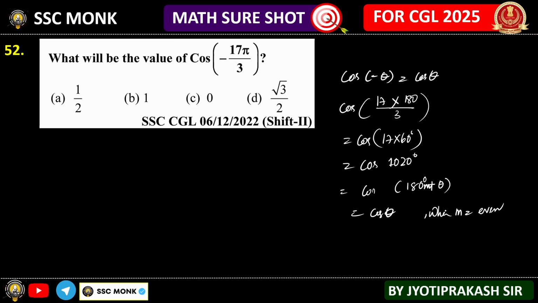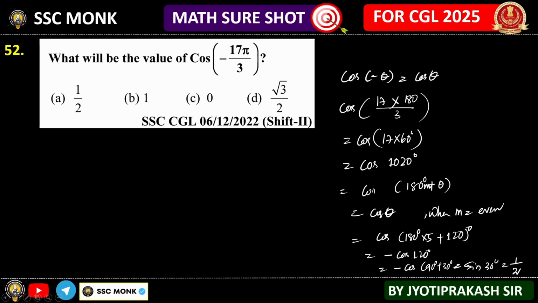Clear? Now see, here if we write cos 180 degree into 5, 900, plus 120 degree. That will be minus cos 120 degree, or this can be written as minus cos of 90 degree plus 30, that is equal to minus sin 30, that is equal to plus sin 30 degree, that is equal to 1 by 2. Answer option A. Clear? Sorted? Yes or no? Got it?